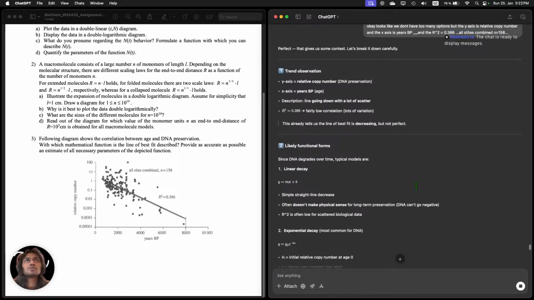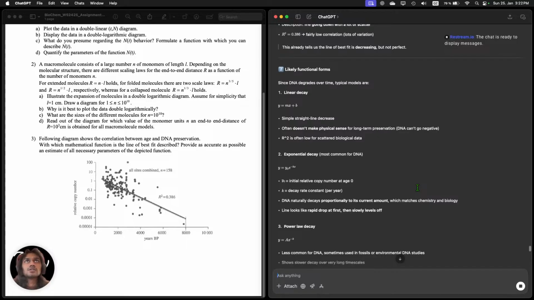Likely function forms: linear decay. A simple straight line decrease often doesn't make physical sense for long-term preservation. DNA can go negative. R2 is often low for scattered biological data. Exponential decay, most common for DNA. y0 is the initial relative copy number at age 0. K equals the decay rate constant per year. DNA naturally decays proportionally to its current amount, which matches chemistry and biology.